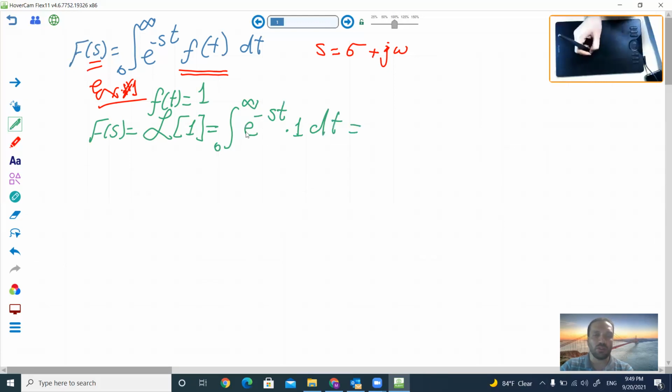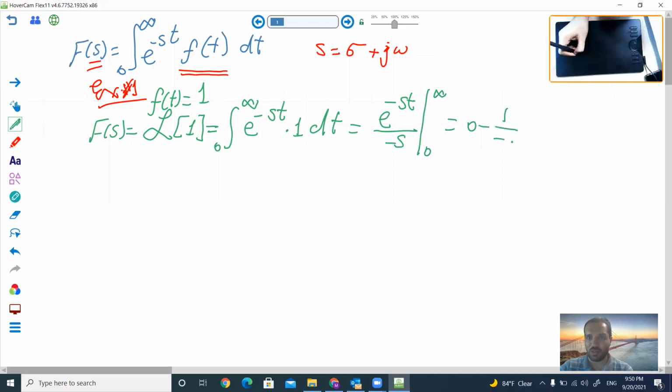This is a simple integration. The integration of e to the power minus st is e to the power minus st divided by minus s in our case. And this should be substituted with the limits from 0 to infinity. Applying infinity, e to the power minus infinity equals 0, minus applying 0, e to the power 0 equals 1, so minus 1 over minus s. So this minus times this minus 1 will equal positive 1, and the result will be 1 over s.